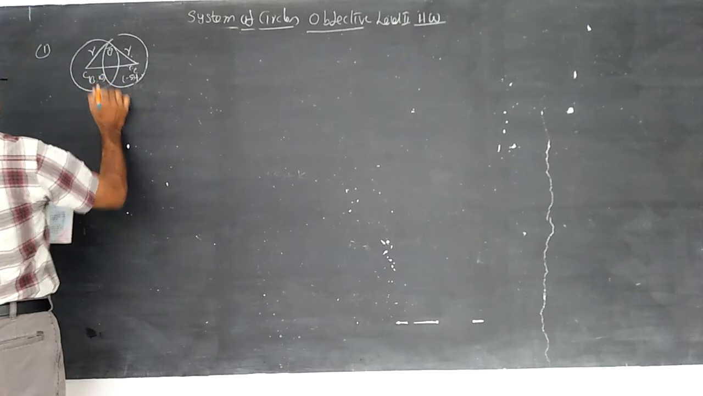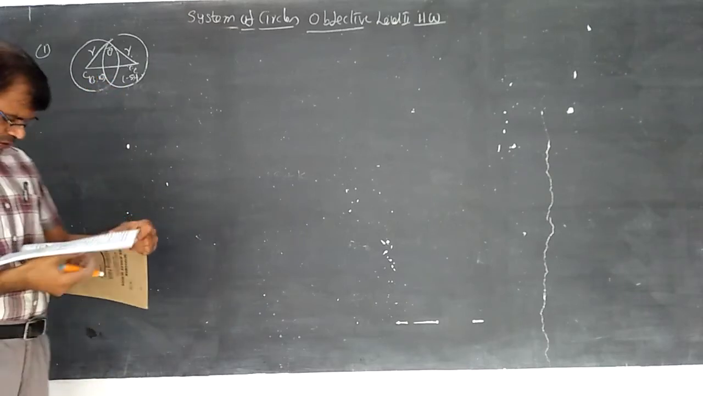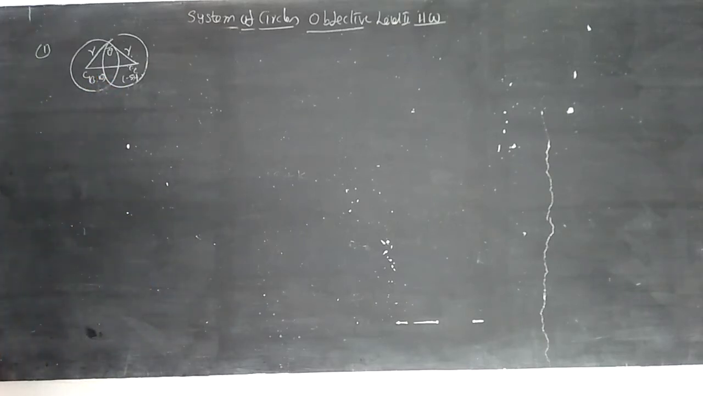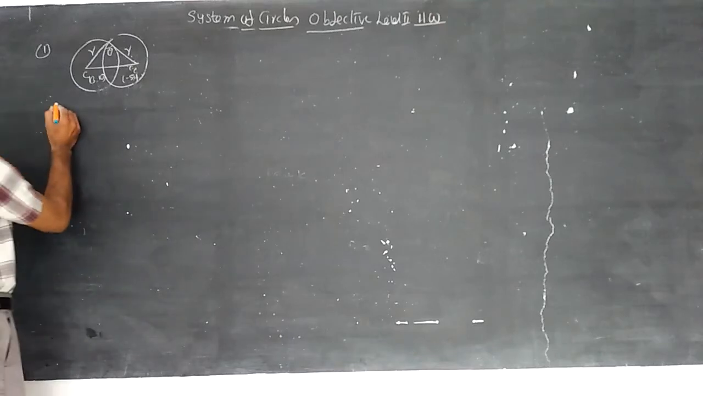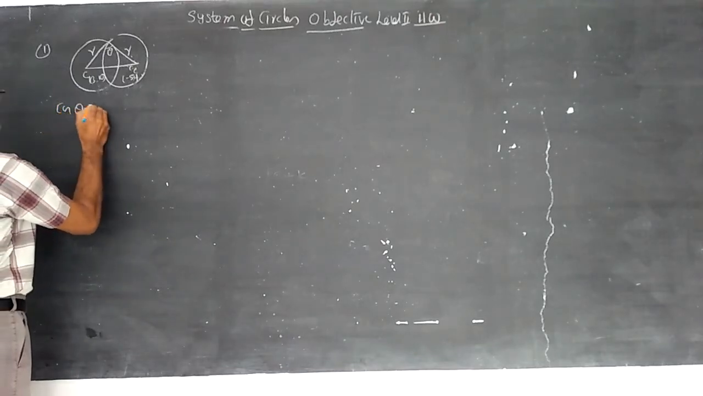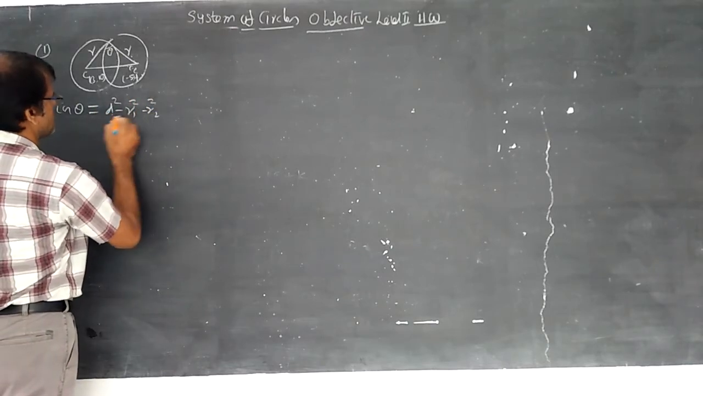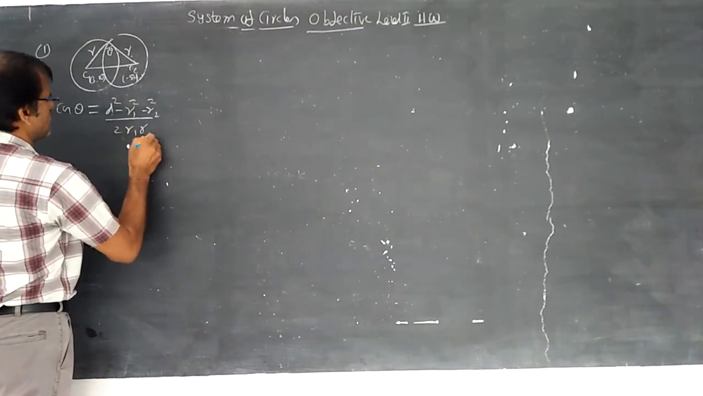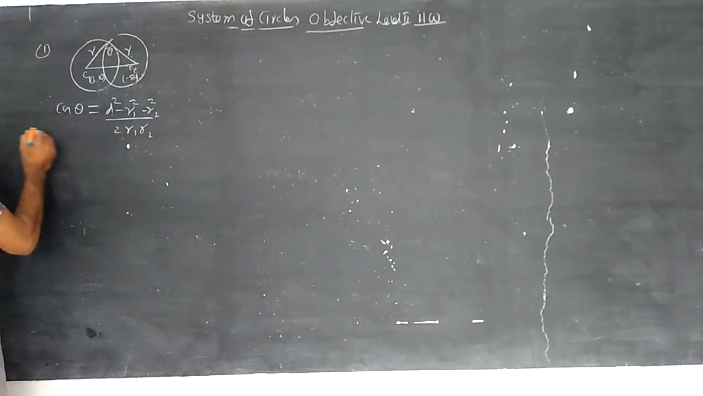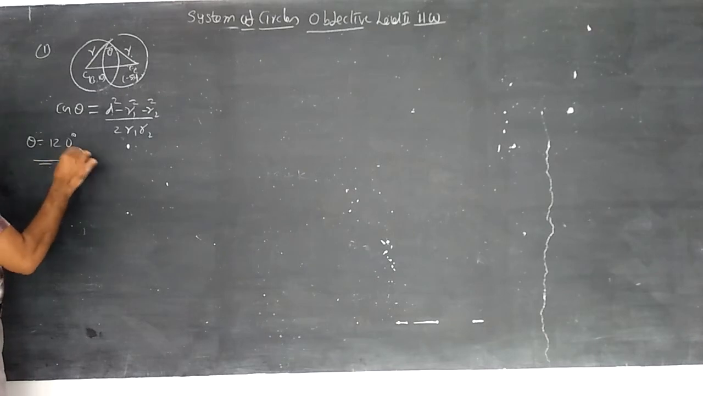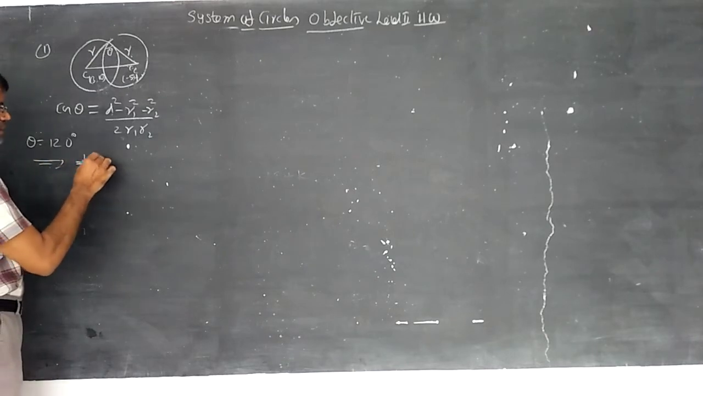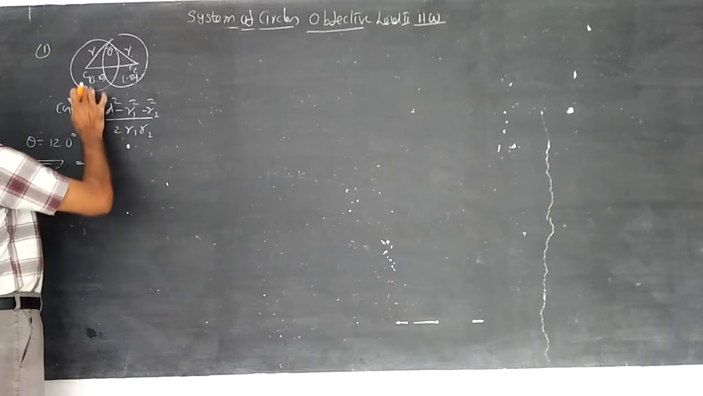So this is R, this is R. If theta is 120, then what is the radius of the given circle? So using the formula cos theta is equal to d square minus r1 square minus r2 square whole by 2r1r2, theta is equal to the given 120 degrees. That implies cos 120 is equal to minus 1 by 2. What is d square here?